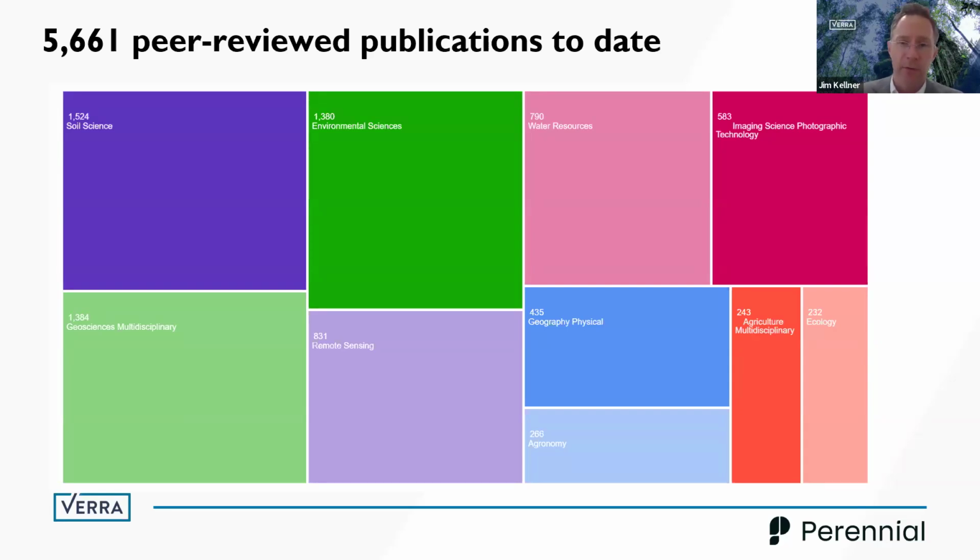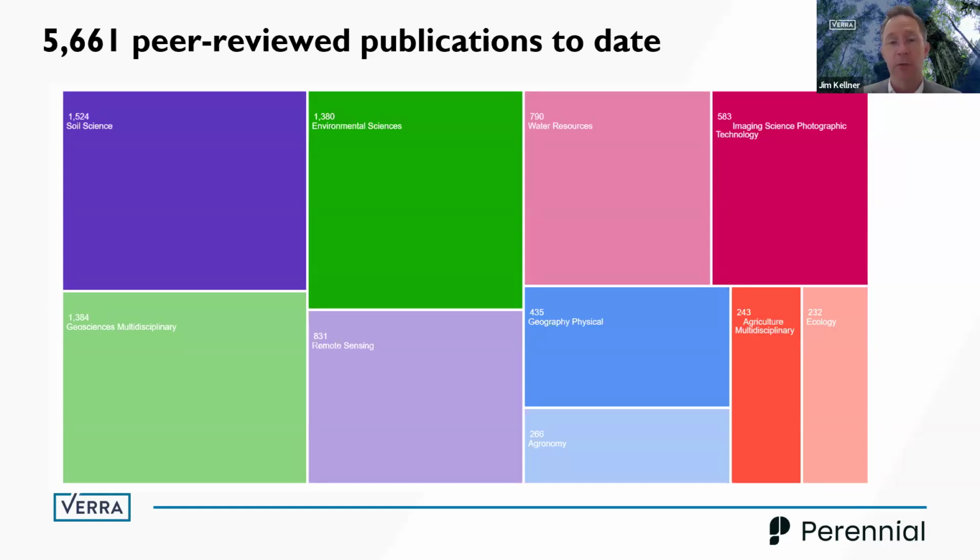Not all 5,661 are shown on this graph because they're smaller categories, but what you can see, for example, is 1,500 of these papers appear in the field of soil science. There's another several hundred in the field of remote sensing, 1,380 in the environmental sciences, just under 300 in the field of agronomy, and so on, 232 in ecology. The point is that this is a technology that has been applied across a very wide range of disciplines to a very wide range of problems over the last several decades, resulting in the more than 5,600 publications to date.